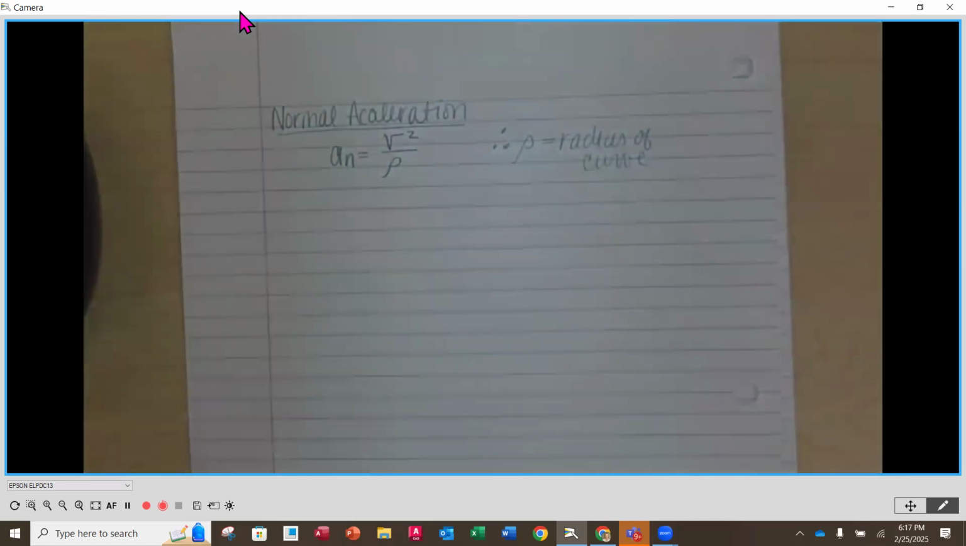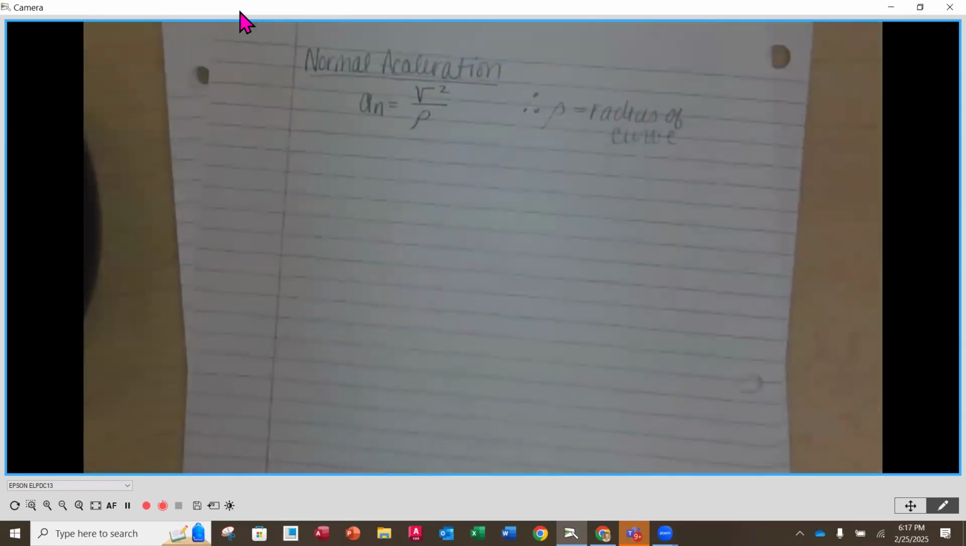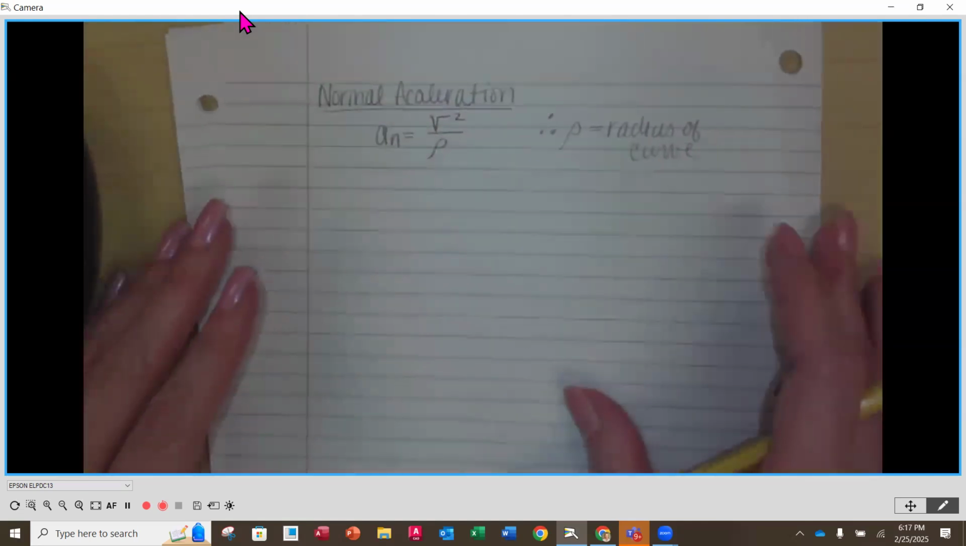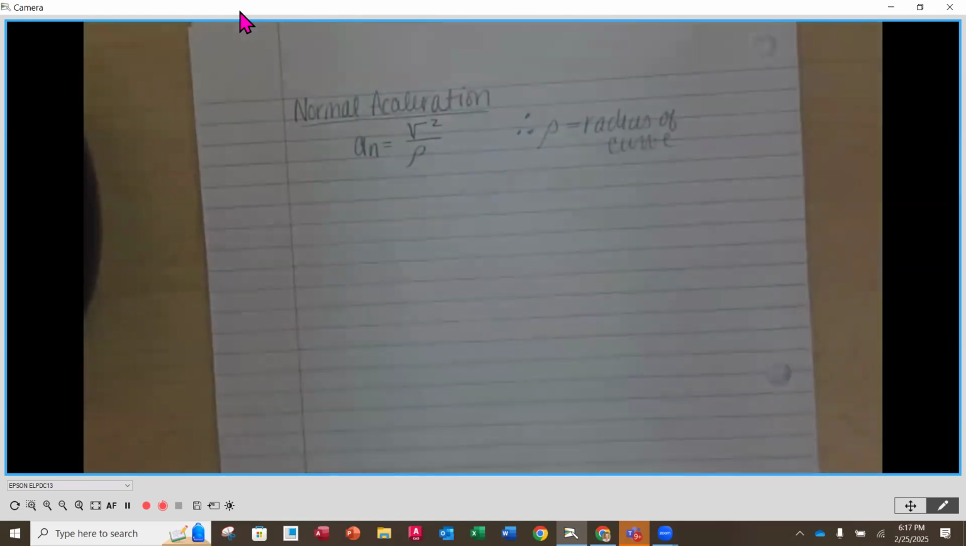Yeah. And then V is our velocity. Now, this is going to come in when we go around curves. So for instance, on those roller coaster problems, when we're going around a loop-the-loop, or going over a hill, there's going to be a curve involved in that. And that normal acceleration is the acceleration that we're going to be using for those items.